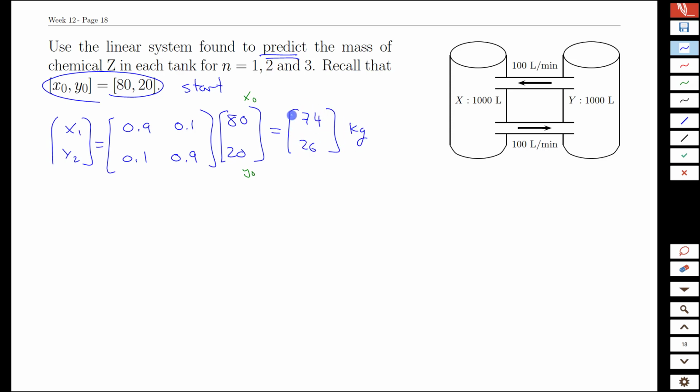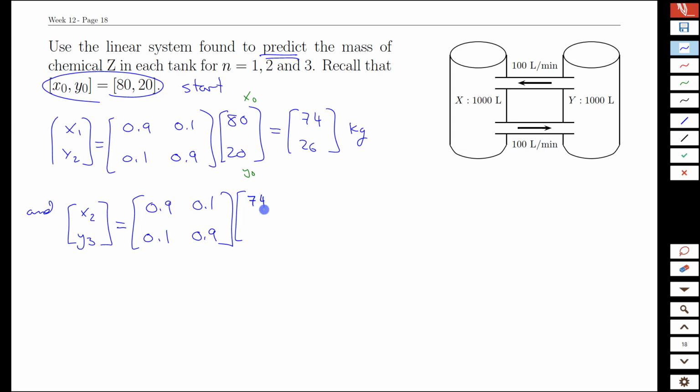So after 1 minute, there's 74 kilograms in this, down from 80. And in the second tank, tank Y, we started at 20 kilograms and we went up to 26. All right. Then just for the exercise here, we're going to keep going. It's going to be the same transformation matrix because all of the logic that went into building this didn't depend on the actual concentrations or the actual amounts currently there. It's just whatever they were, the next time point would come out of this calculation.